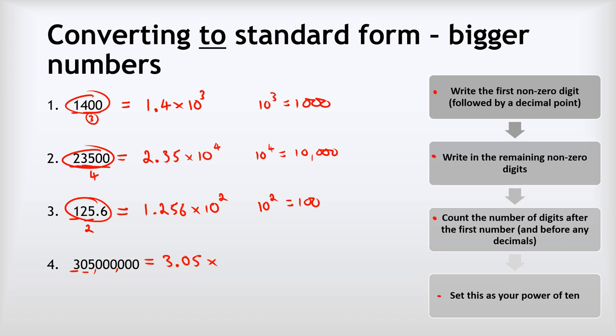Okay. Then we count the number of digits after the first number and before any decimals. So, like that. And that is 8 digits there. So we're going to say 3.05 times 10 to the power of 8 this time. And again, let's check our answer. So 10 to the power of 8 is 100 million. 100 followed by 8 zeros, like that. And is our number in the 100 millions? Yes, it is.